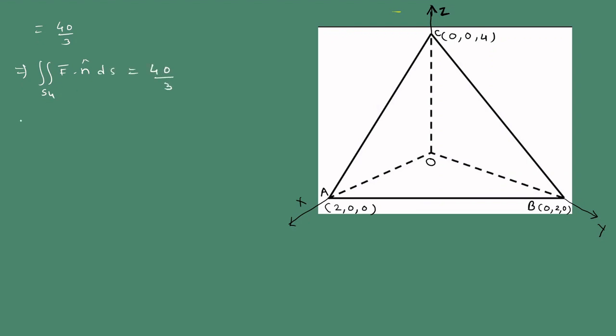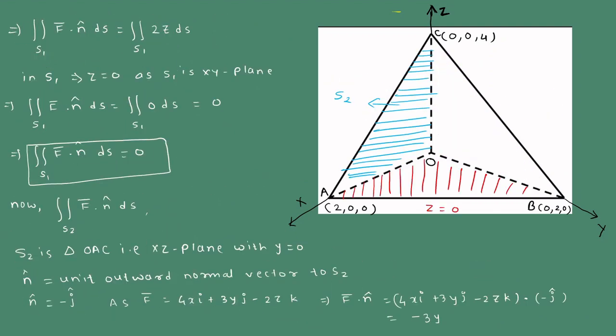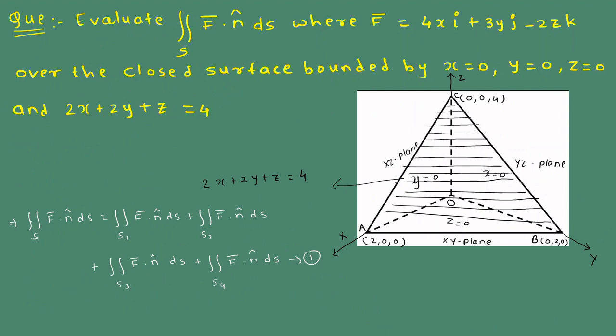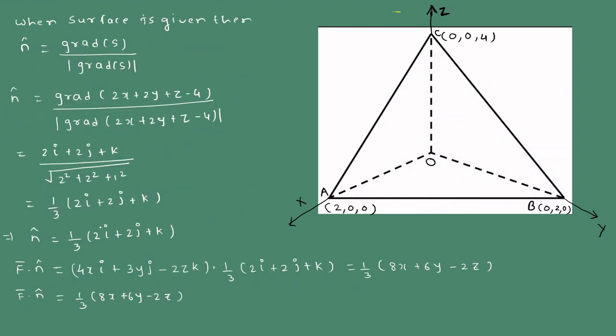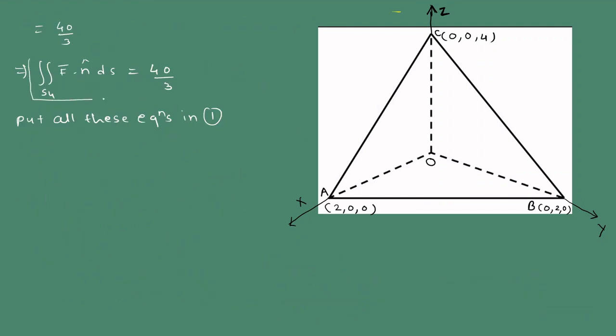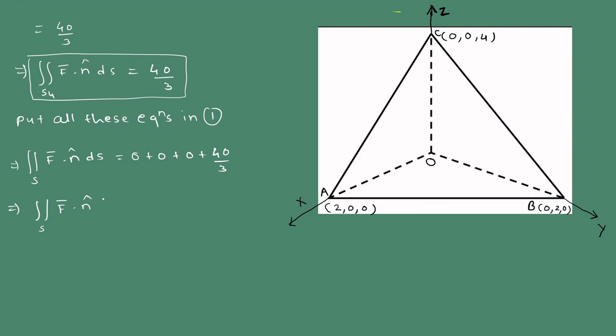Correct. So put all this in equation 1. What is equation number 1? Let us see. Equation number 1 is the double integration over S of F bar dot n cap dS, which is the double integration over S1 plus S2 plus S3 plus S4. Okay, as the value of S1 is 0, S2 is 0, S3 is 0 and the value of S4 is 40 by 3. Correct. So this implies the double integration over S of F bar dot n cap dS is equal to 0 plus 0 plus 0 plus 40 by 3. So the double integration over S of F bar dot n cap dS is equal to 40 by 3, which is the answer.